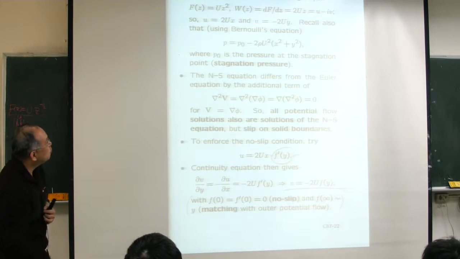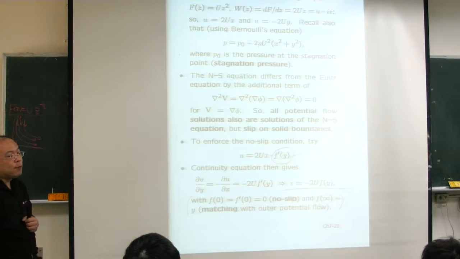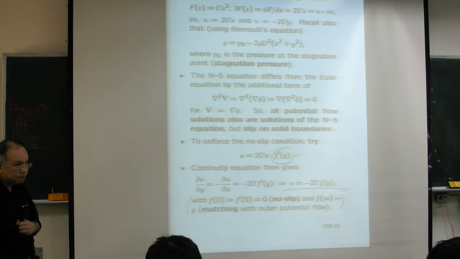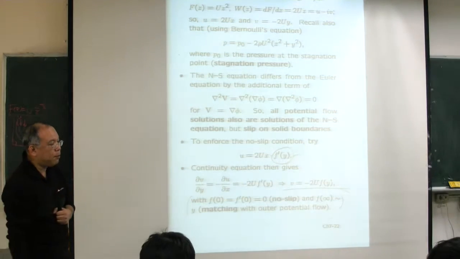And remember, in potential flow we always come with what? The Bernoulli equation. In the Bernoulli equation, this is our pressure at any location x, y, and this is our stagnation pressure. The stagnation point means the point where velocity equals 0, and at this point the pressure reduces to P sub 0. So P sub 0 minus 2 rho u squared times the velocity squared gives the pressure at any location for a potential flow. That's the Bernoulli equation.